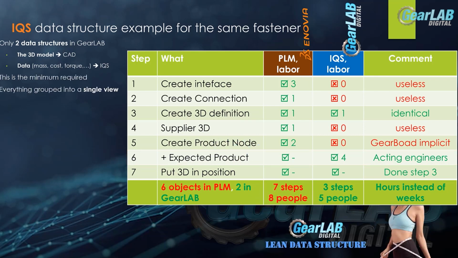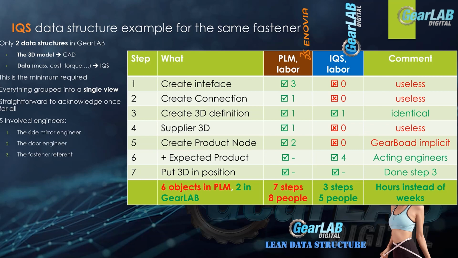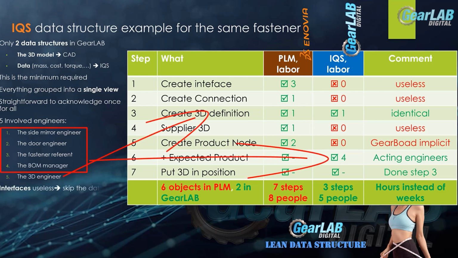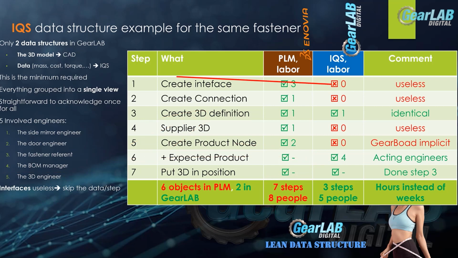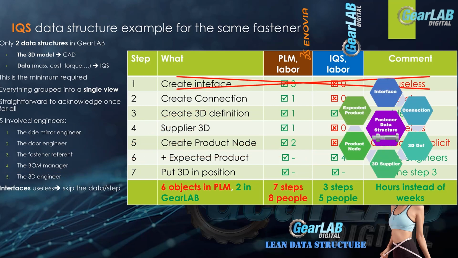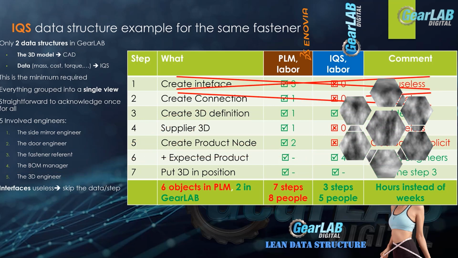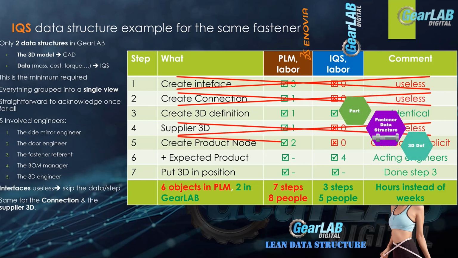All required data are grouped into a unique view. This is straightforward for engineers to focus, to discuss, and to acknowledge the fastener's accuracy, all together and once for all. Finally, 5 engineers are involved, this cannot be less. The side mirror engineer, the door engineer, the fastener referent, the BOM manager, the 3D engineer. The interface stage, involving 3 engineers, but, in fact, creating no value for fasteners is left out. Same for the useless connection and the supplier's definition.